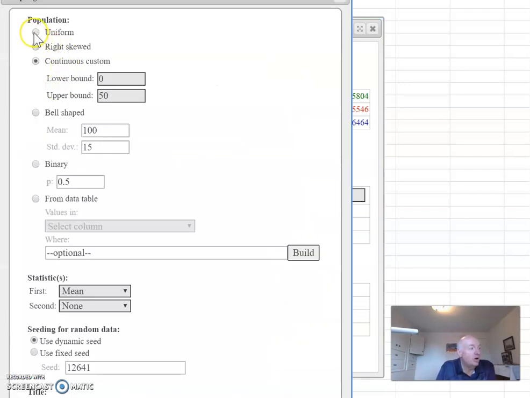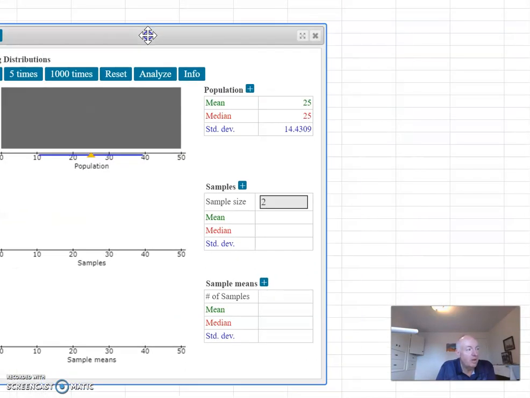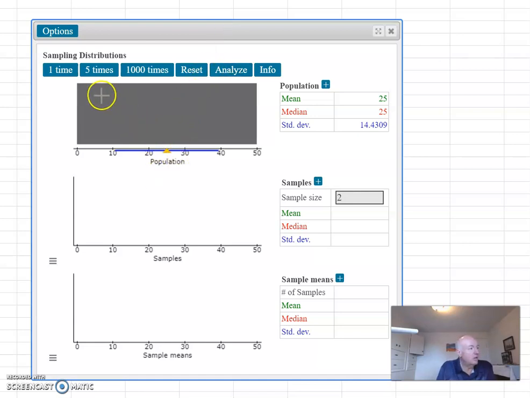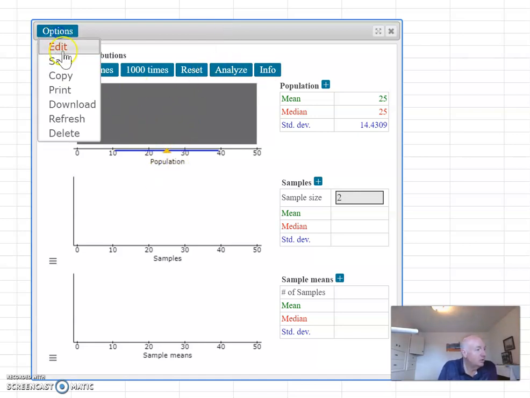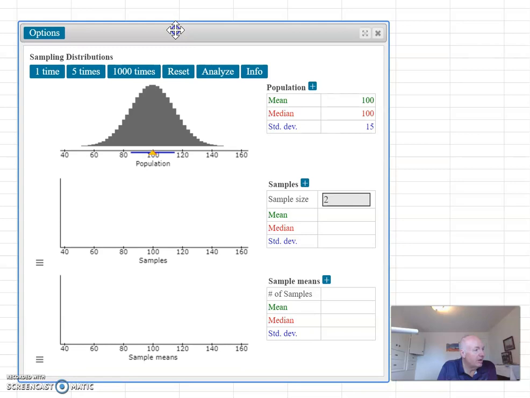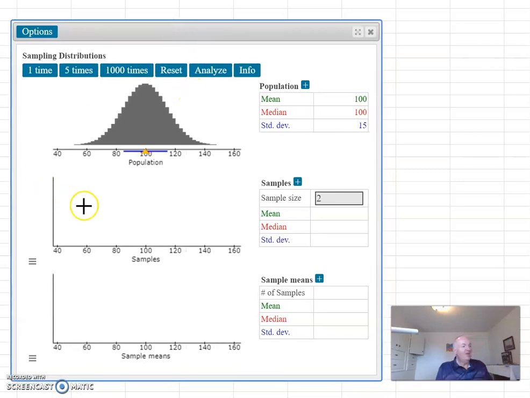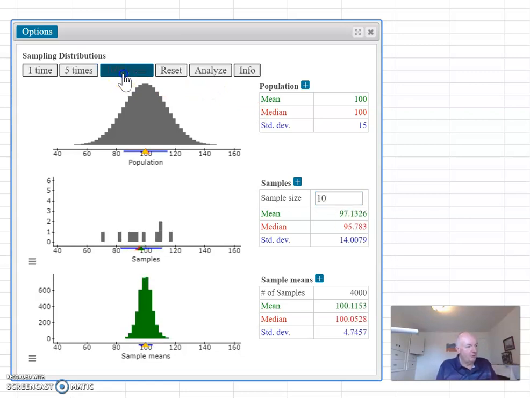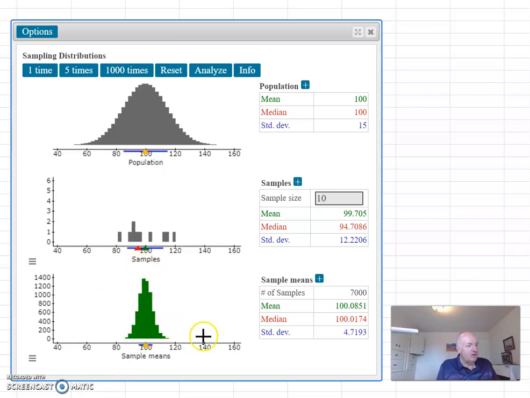Okay, let's go back to a uniform population right here. And I want to show you one last thing. No, I don't want uniform. I want bell curved, of course. Normal, okay, bring that back in. So there it is. Now, let's work with a sample of size 10, because that's what we're playing with. And I'm just going to pop down 1,000 samples. Boom, normal, normal, normal. And look, our sampling distribution is normal.